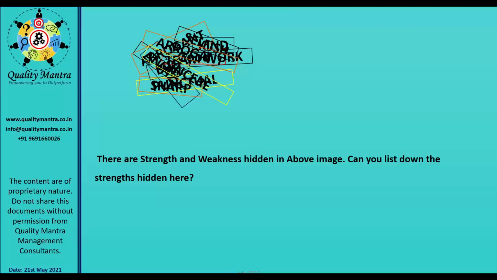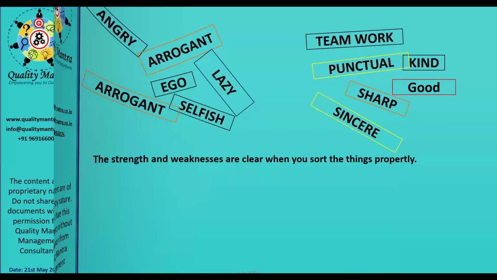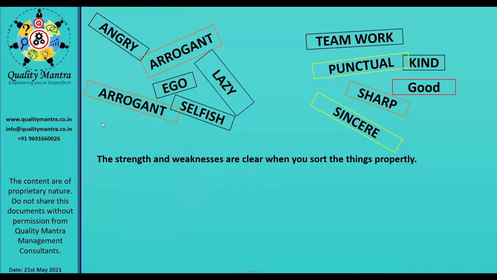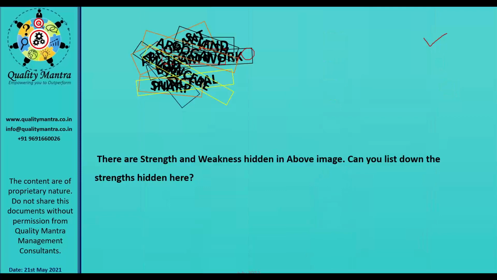So once you are able to sort it out, or if the things were sorted properly, what you would have seen is this. Now it is clearly visible. The weaknesses are here and the strengths are here. Now you can clearly see the visibility, the strengths and the weaknesses. But in the earlier slide, what you can see is a jumbled one. You cannot recognize anything at all.